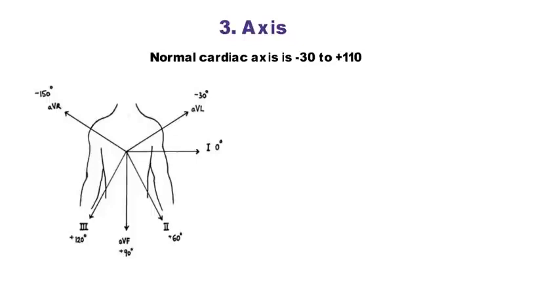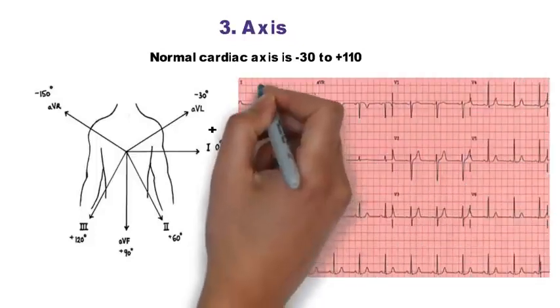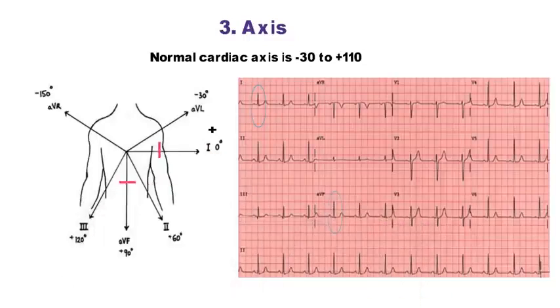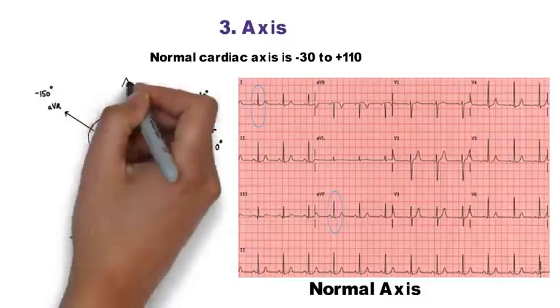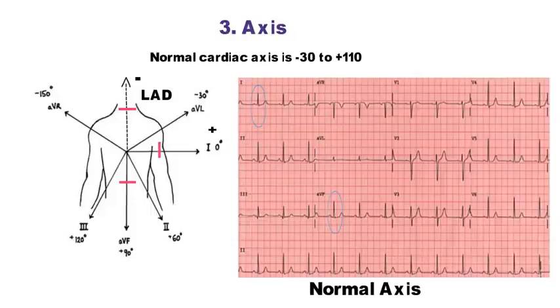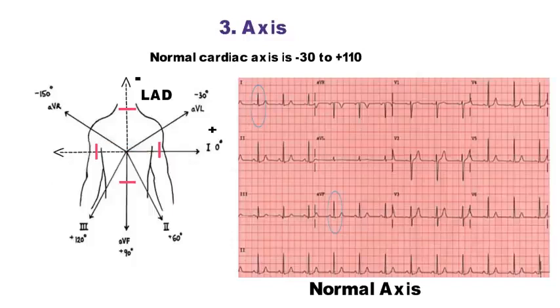Now to calculate the axis, most commonly we use perpendicular leads, that is lead 1 and AVF. In this ECG, the net QRS complex in lead 1 and in AVF are positive. So if we plot these positive deflections on this diagram, we will get a vector in the normal cardiac axis range. So this is a normal axis ECG. And if the net QRS is positive in lead 1 and negative in AVF, the net vector will be in the left axis deviation range. Lead 2 will also be negative in left axis deviation. And if the net QRS is negative in lead 1 and positive in AVF, the net vector will be in the right axis deviation range.